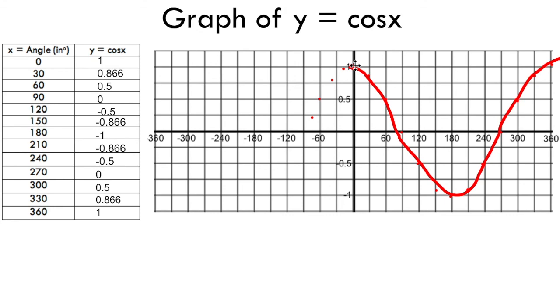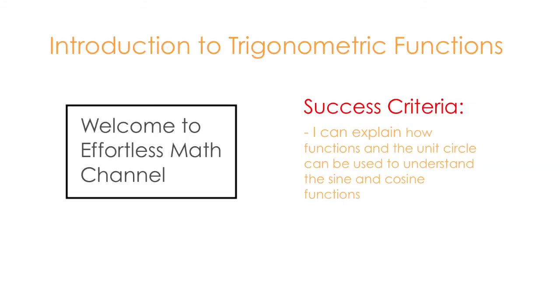So just to recap, in this video what we did is we looked at an introduction to trigonometric functions, namely the sine and cosine functions, and we talked about how we can use the idea of a function, which, remember, is just like a machine where we sub in an x value and get out a y value, and we combine that understanding with an understanding of the unit circle to see how we can develop the graphs of the sine and cosine functions.